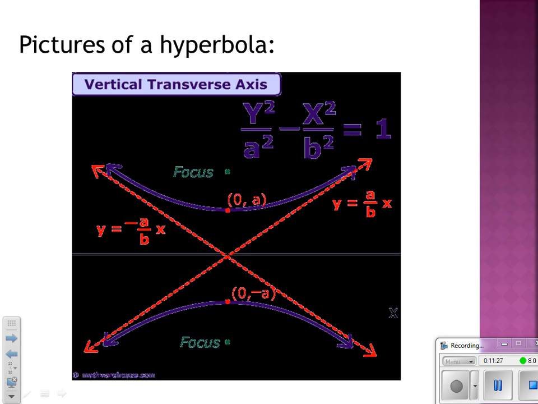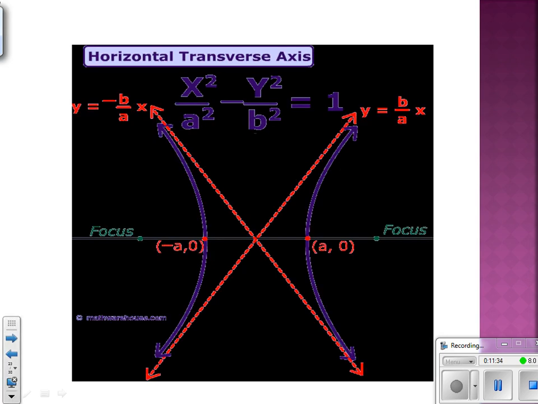And again, you can see the standard form of the equation up there in the corner for this vertical transverse axis. Here's the horizontal one. So again, the relationships are there, the positioning of the things are there.